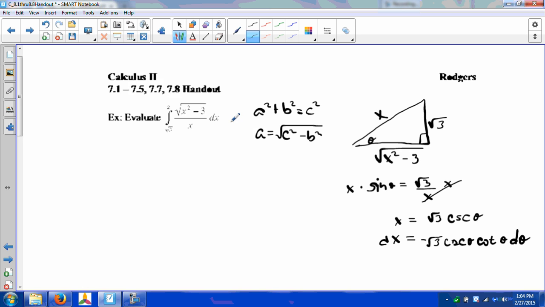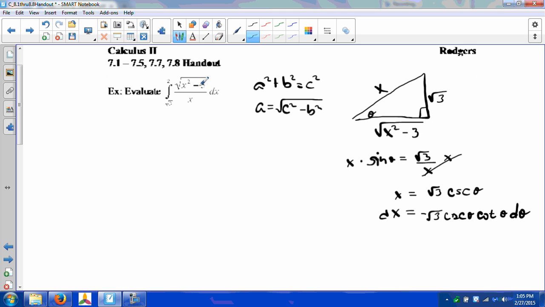We need this over this. So you can do the radical over the hypotenuse, and that'll give you the whole division there. So what is that? Adjacent over hypotenuse. So the cosine of theta is the square root of x squared minus 3 over x, which is that.